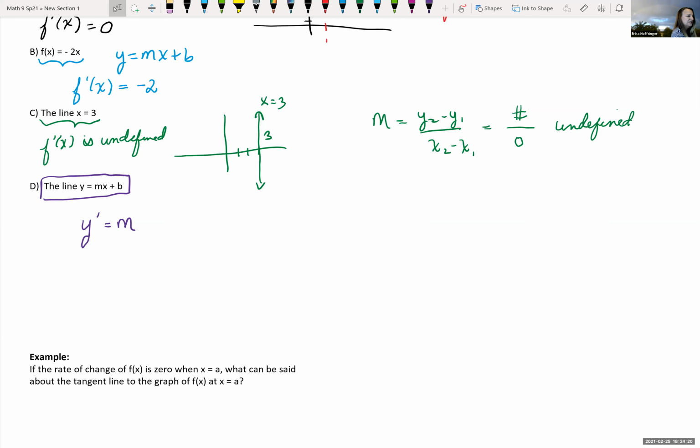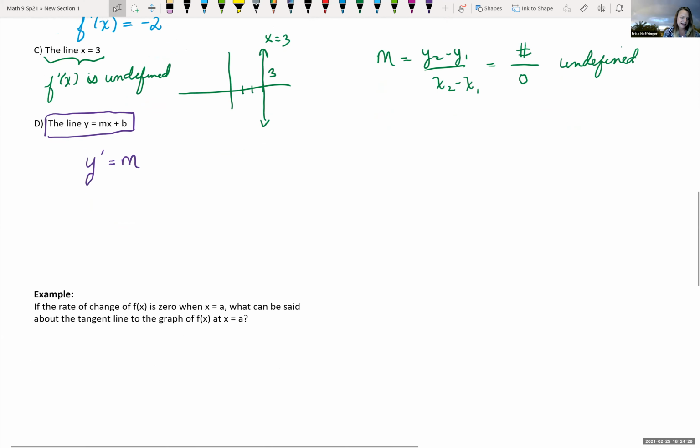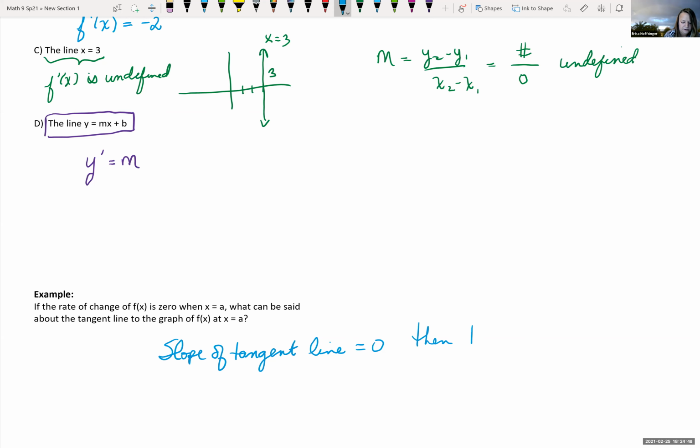From above, you should know that. Exactly. So you're right. The slope of the line is 0, so we know the tangent line is horizontal. So if the slope of the tangent line equals 0, then the tangent line is a horizontal line.